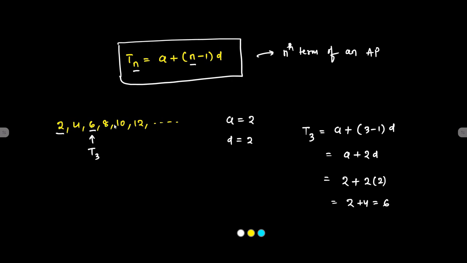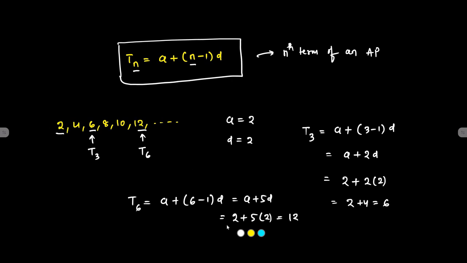So this is 4, 5, 6. This is the sixth term, T6. Suppose we have to find the sixth term, T6. It will be A plus 6 minus 1 into D, which is A plus 5D. The first term A is equal to 2, and the constant difference D is equal to 2. So it is 2 plus 5 into 2, equal to 2 plus 10, which is equal to 12. So here also it is 12.